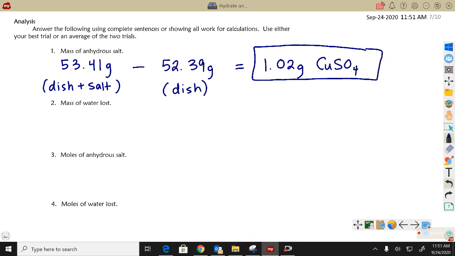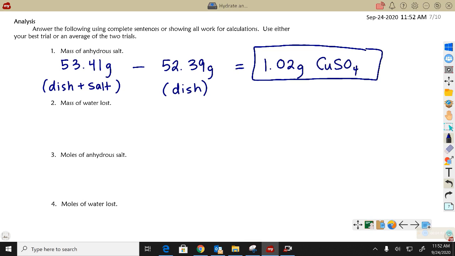All right, now sometimes people will say, well, we could have just scraped the salt out of the dish and put it on the balance. I guess we could have, but how do we know that we got it all out? And so this is maybe just a little bit more precise way of getting the mass of the remaining salt after heating.